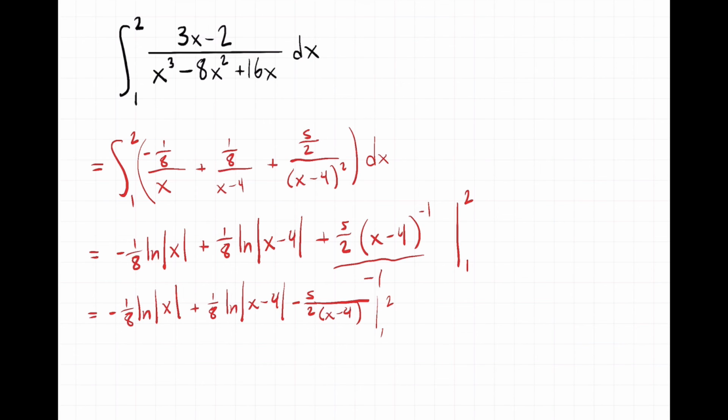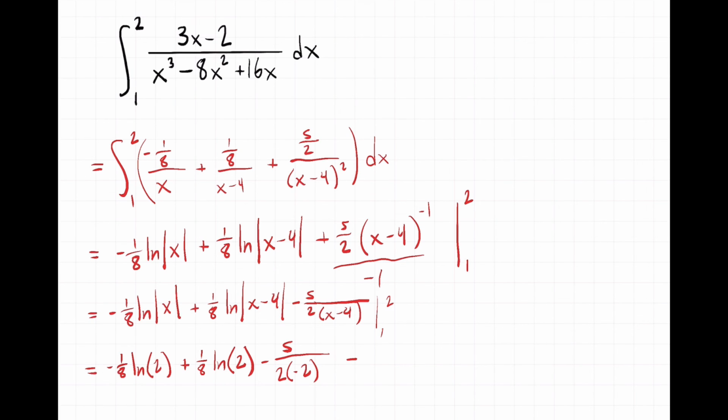So we're ready to go. Let's just fill in our bounds here. Fill in our upper bound. We have negative 1/8 natural log of the absolute value of 2, which is just 2, plus 1/8 natural log of the absolute value of 2 minus 4. 2 minus 4 is negative 2, but the absolute value of that is just 2. Minus 5 over 2 times 2 minus 4, which is negative 2.